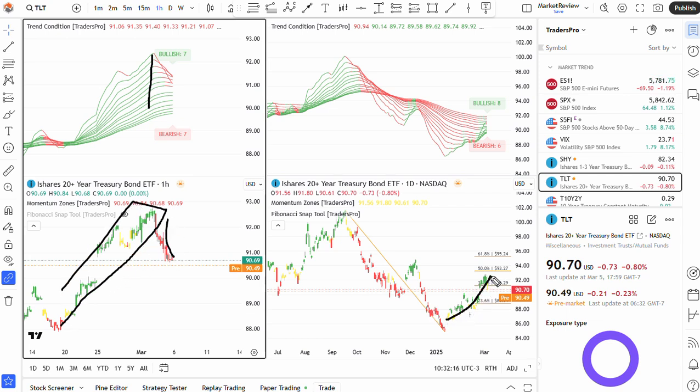Really, this is just a little different perspective. This is kind of the bigger picture. This is zooming into that bigger picture. And so we're working, back to majority bullish on TLT.